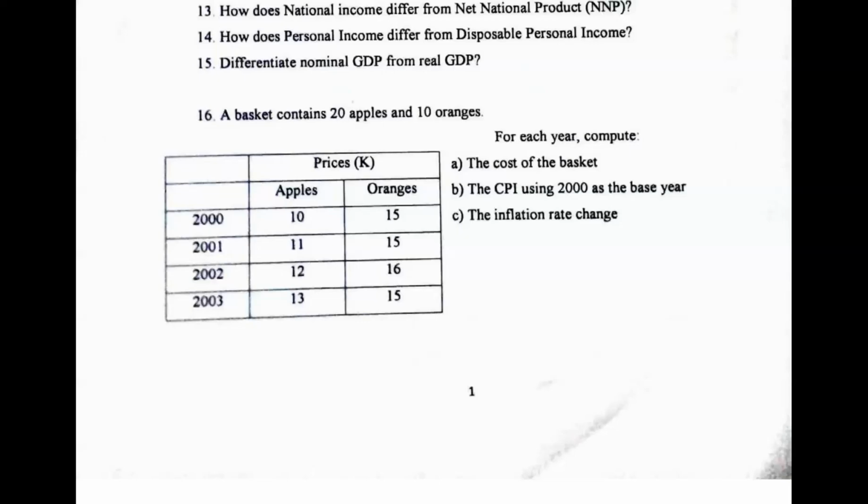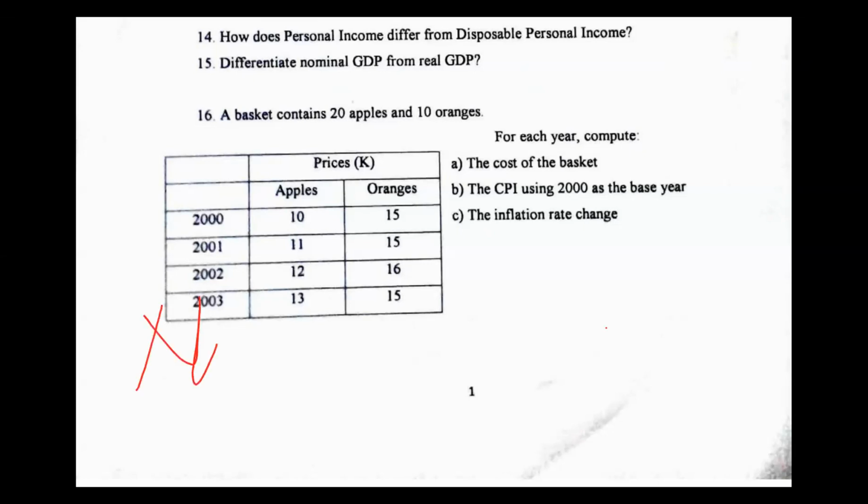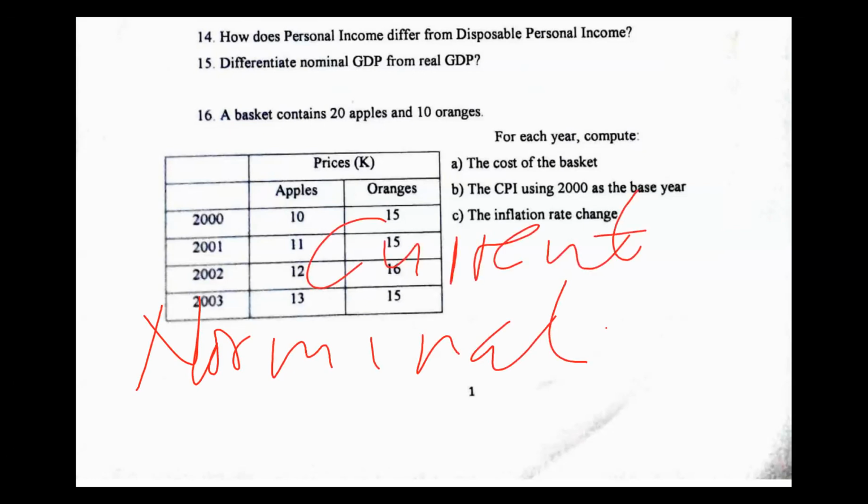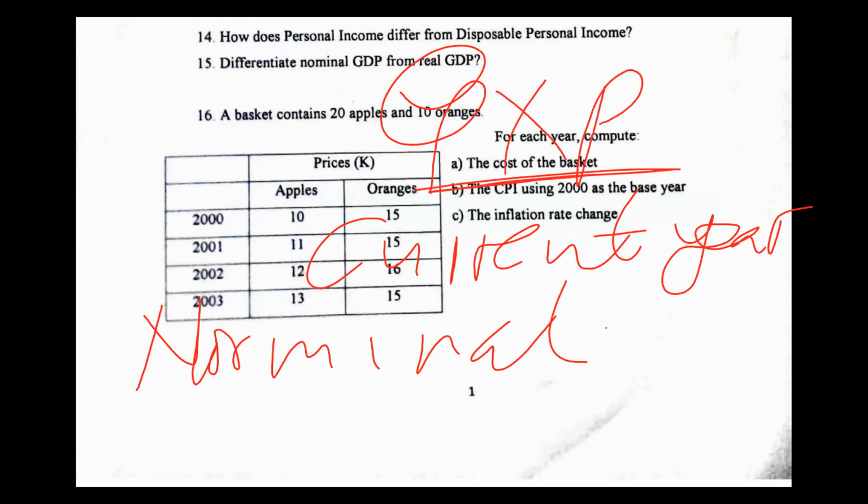Question number 15 reads, can you differentiate nominal GDP from real GDP? What you need to understand is that nominal GDP measures GDP using the current year prices. That's all there is under the GDP. Both the quantity of the goods and services produced and the prices are of the same year, the current year.